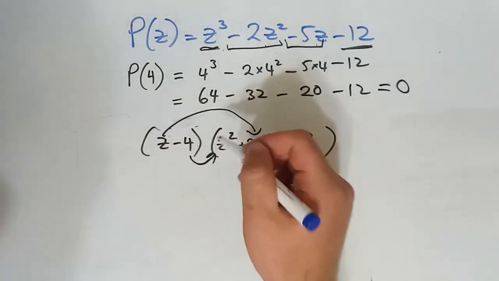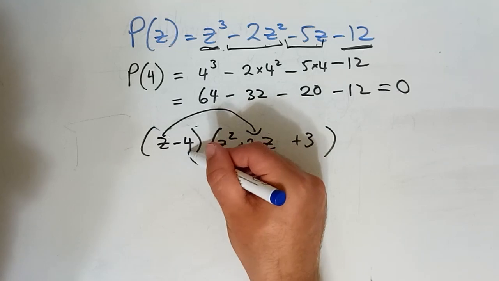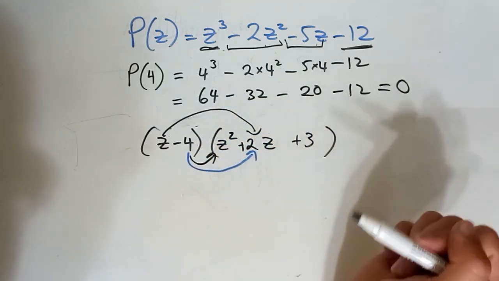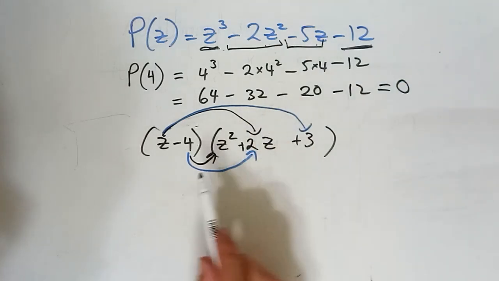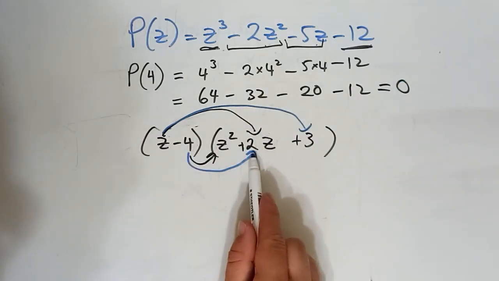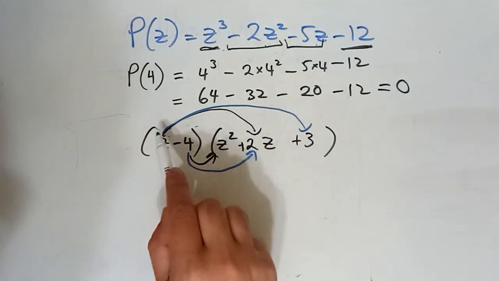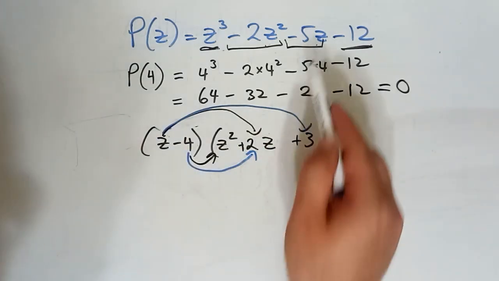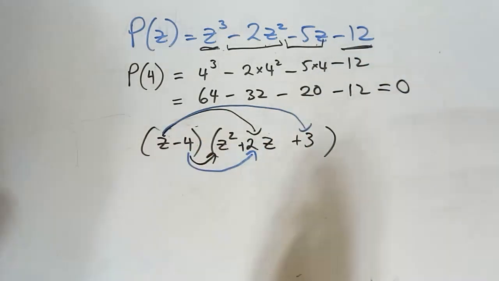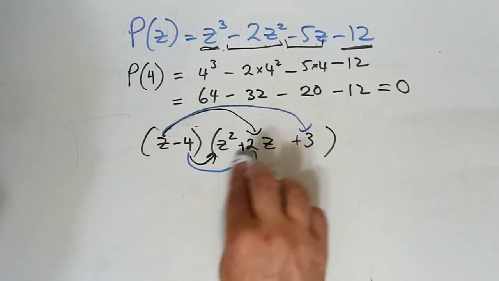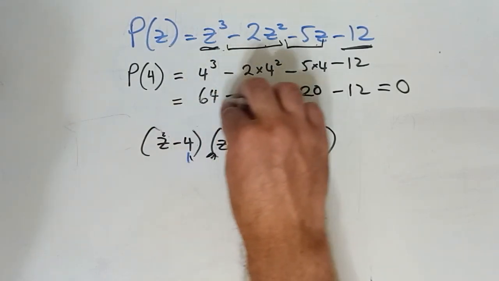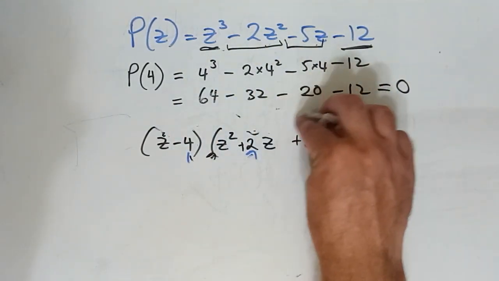The way I get that is these two terms multiplied together, and then these two terms multiplied together gives a z. Negative 4 times 2z is negative 8z, plus 3z is negative 5z. So that's it. That's all we have to do. We could have done a whole long division, but that would have taken ages. So we know what the factors are now.